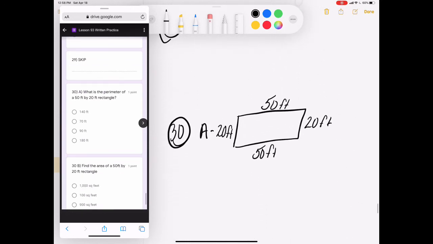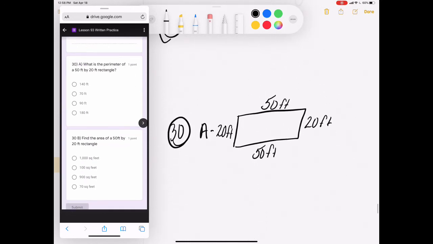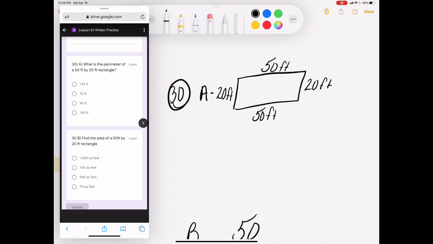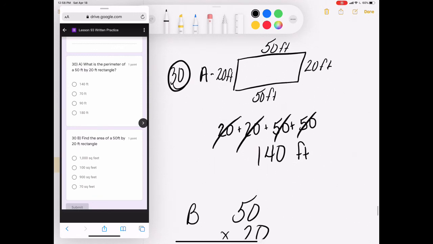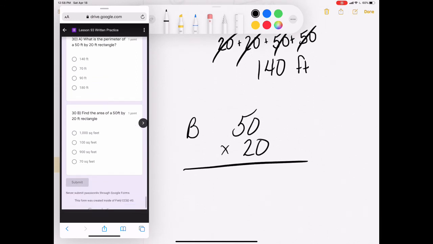Number 30, part A. What's the perimeter of a 50 by 20 foot rectangle? So we're adding up all the sides. So 2 20s plus 2 50s, so 50 plus 50 would be 100, 120, 140. 140 feet. Remember, we do not write square feet unless it's area, which is the next question.